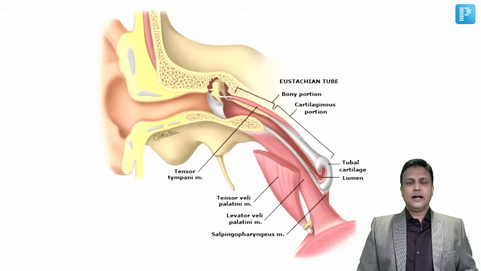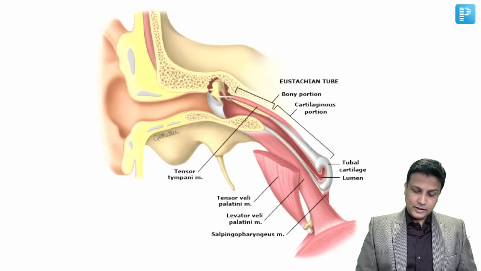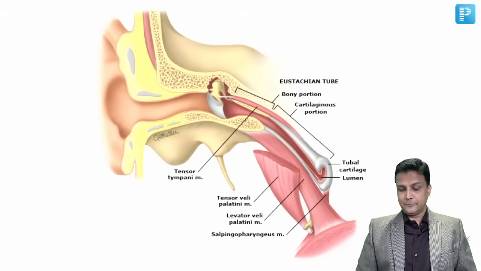Now, primarily attached to the Eustachian tube, you have to remember 4 muscles here. Number 1, there will be tensor tympani muscle here. Number 2, there will be tensor veli palatini muscle here. Number 3 will be levator veli palatini here, and then finally the salpingopharyngeus muscle here.